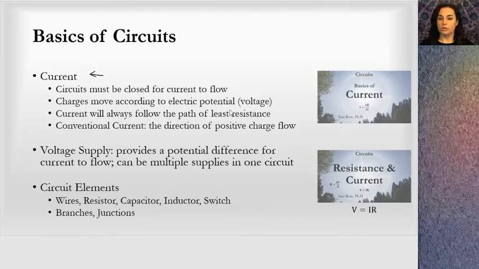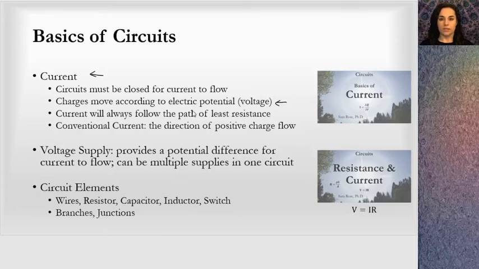Charges move according to electric potential, so that's why we're interested in voltage. And current will always follow the path of least resistance. You may see this in problems where a current has an option to flow through a resistor or flow through just a wire, and it will always flow through just a wire because a wire has no resistance. Okay, so watch out. That is true in real life as well. You may think about lightning. Lightning will always take the path of least resistance across the sky.